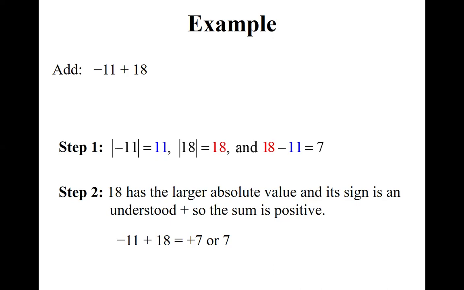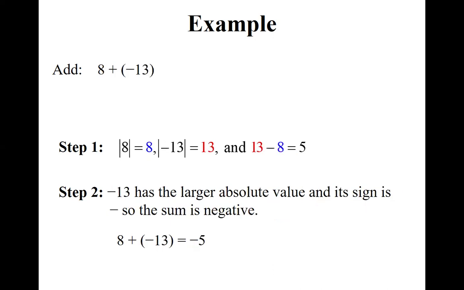On the other hand, if we have 8 plus -13, the absolute values are 8 and 13. 13 minus 8 is 5. But the larger absolute value was 13. 13 came from a negative number, so our answer is negative 5.